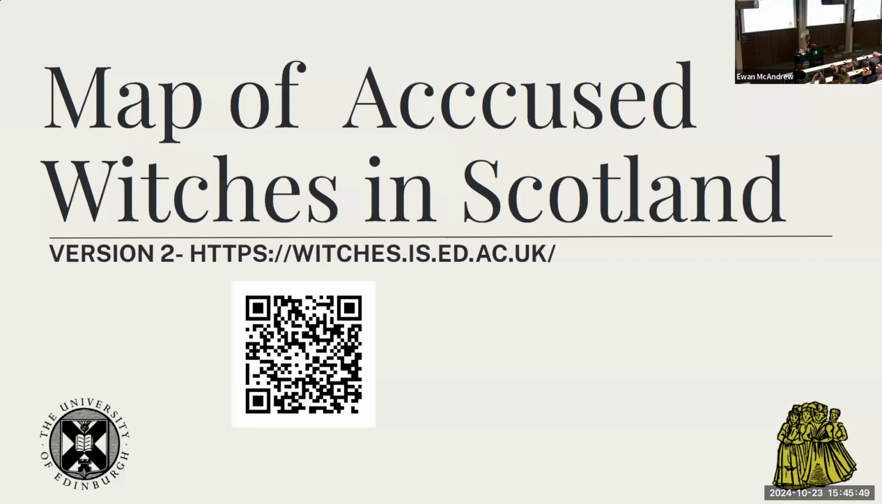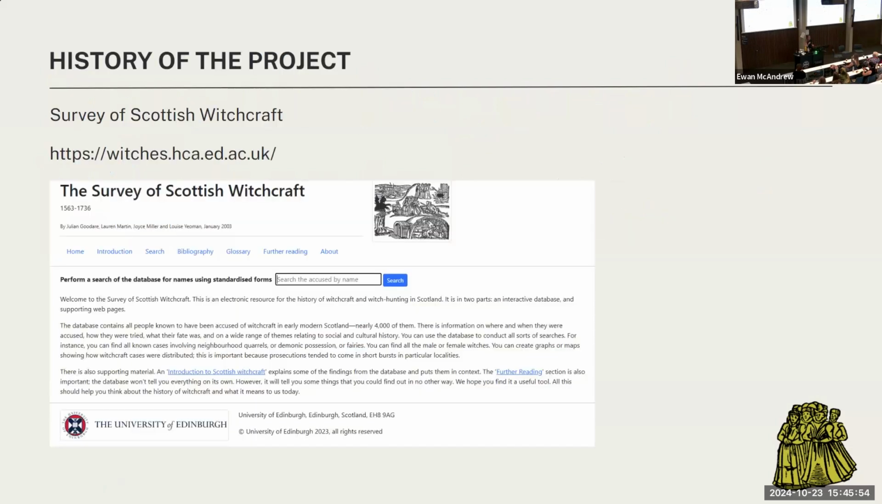First of all, I'll talk about the origins of the project, which go back to the Survey of Scottish Witchcraft, which Professor Julian Goodare and a team of historians at the university created. This is a database which contains information on over 3,000 accused witches, from their residence, occupation, social class, case characteristics, down to the fine details of what they were accused of, from the supposed pacts with the devil and meeting places.